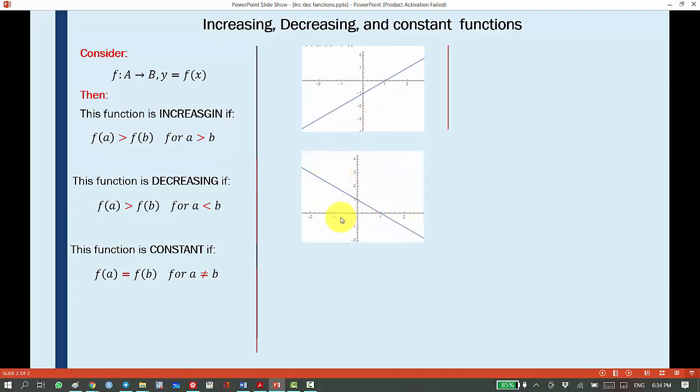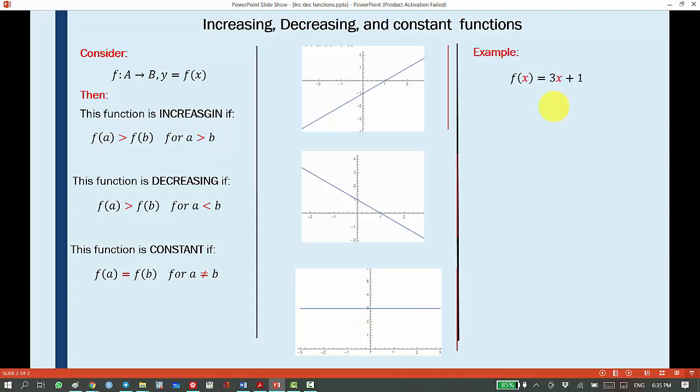For the graph of this function, if we run the line from left to right, we can see that the direction of the graph is downwards. And if you consider the graph of this function and you run the line from left to right, you see that the direction of the graph remains the same. As a result, this function whose direction is upwards is increasing. This function whose direction is downwards is decreasing. This function whose direction doesn't change is constant.